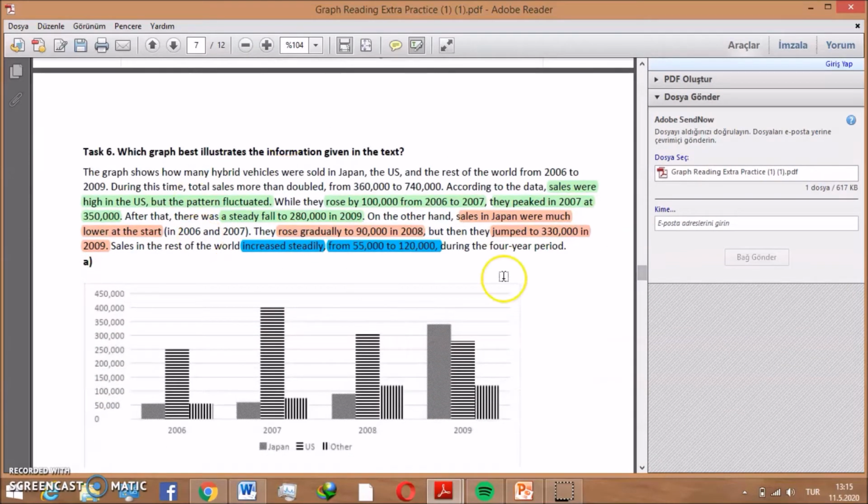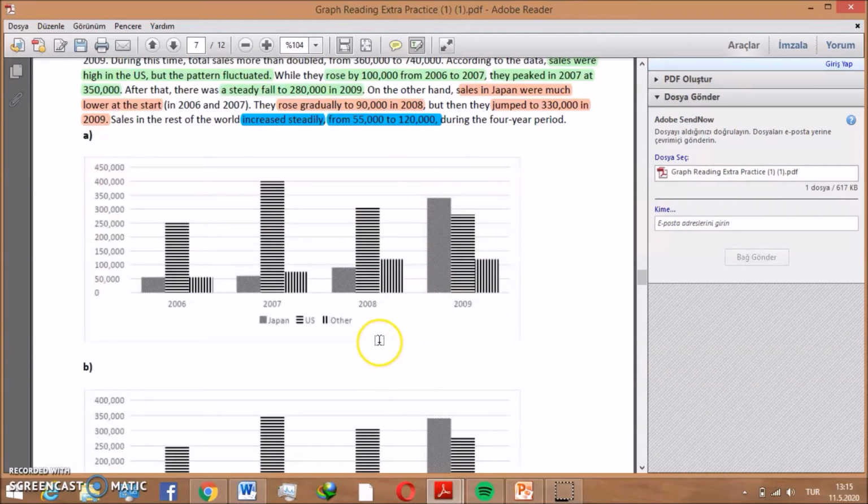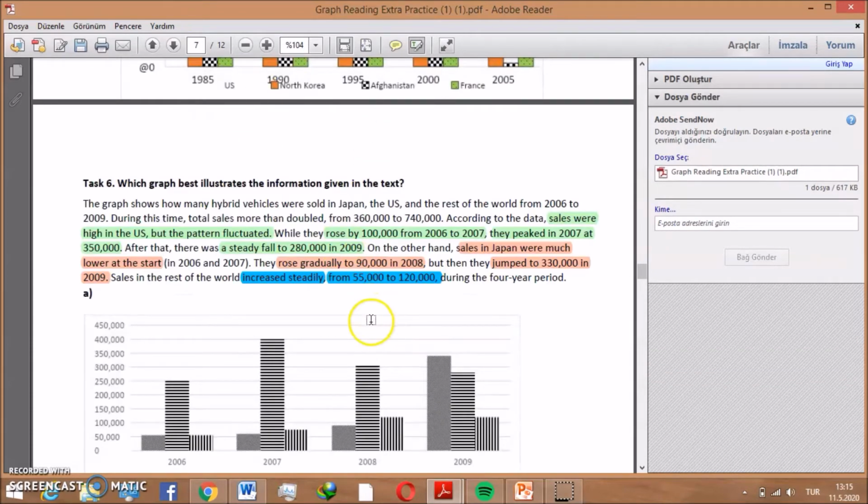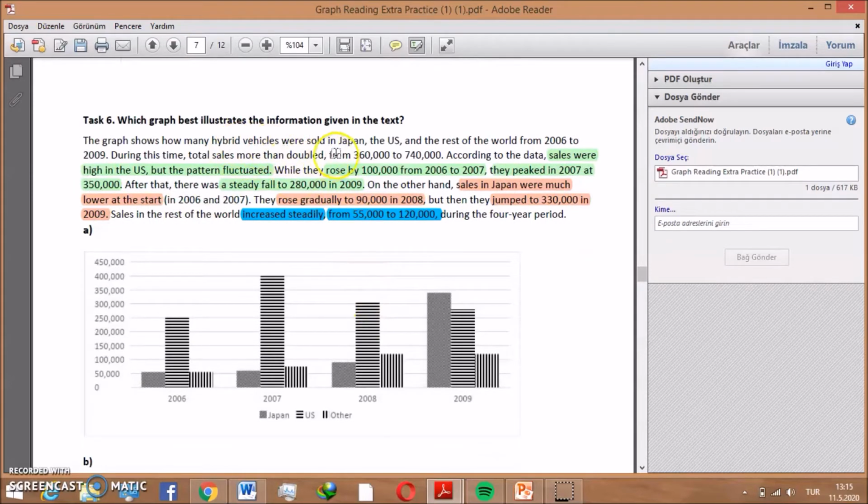Okay, so I color coded the important parts again, and this is a bar graph, just like task 5. Hybrid vehicles were sold in Japan, the US, and the rest of the world. So we have 3 bars, let's say. During this time, total sales. Since we don't know the total sales, we can skip that part. So let's start with the specific information. According to the data, sales were high in the US, but the pattern fluctuated. Fluctuate means it changed. For example, if it goes high, low, it means it is fluctuating.